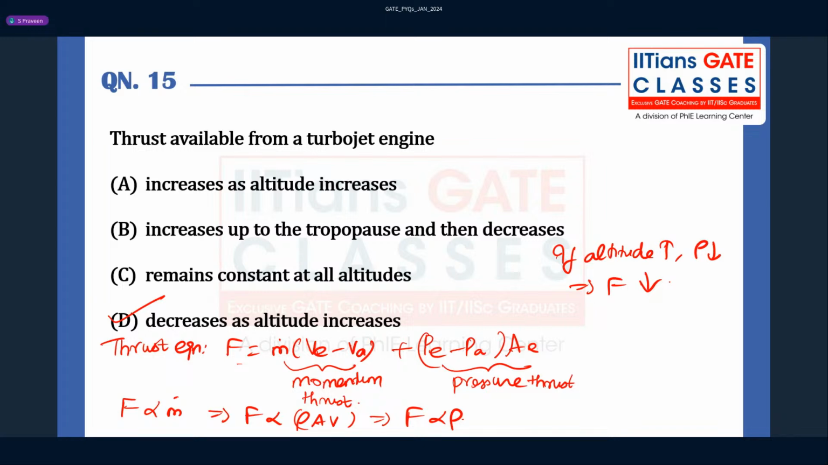Hope you guys understood this one. Okay, so then let's go on to the next question.